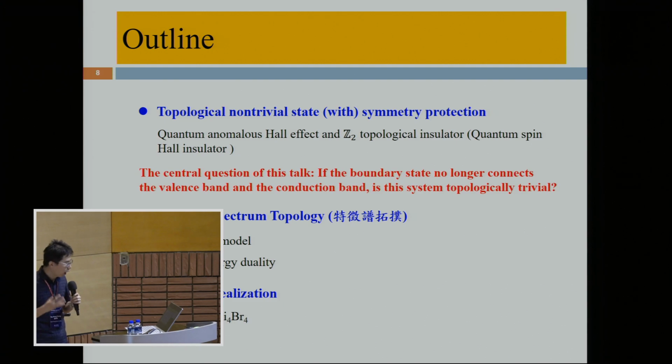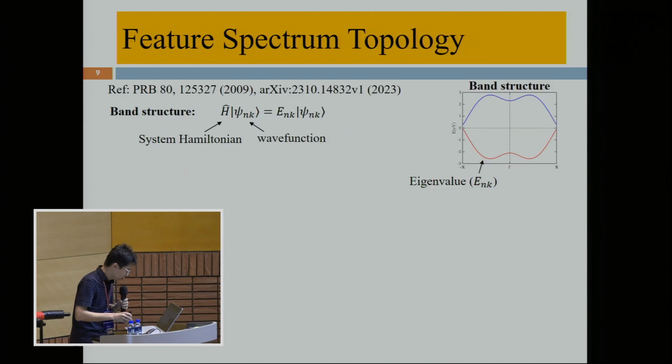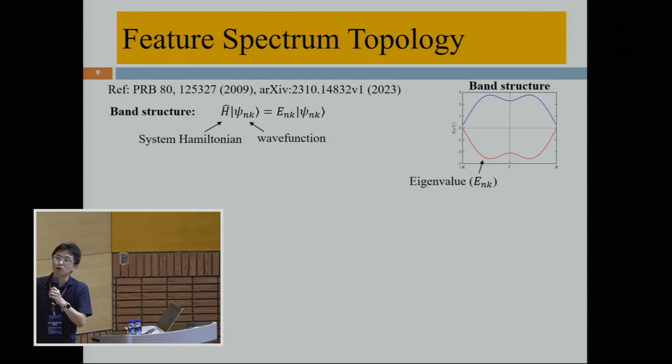I'll show you how we define the topological invariant number and identify the topological boundary state in the feature spectrum based on the Hamiltonian model. In addition, I'll also show you what the feature energy duality is. This is the core of today's talk. And in the end, we propose a multilayer Bi4Br4 as a possible candidate to investigate the feature spectrum topology.